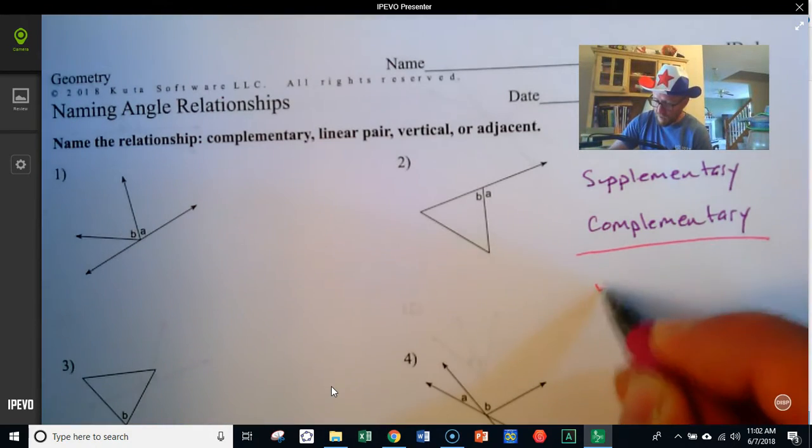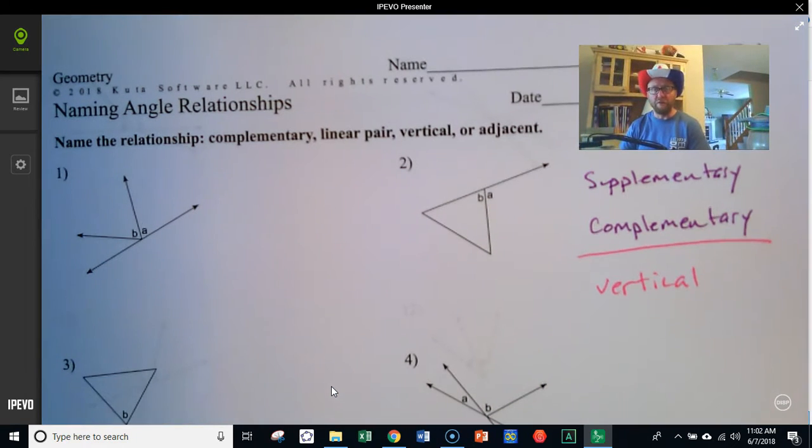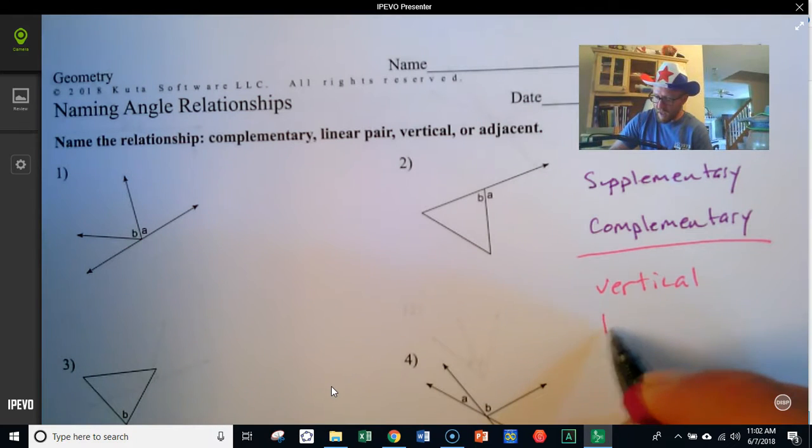We've got vertical angles. Now in vertical angles, when it makes an X, right? The angles that are across from each other, either up, down, or left, right, they're called vertical angles.